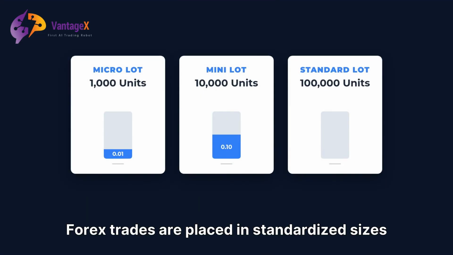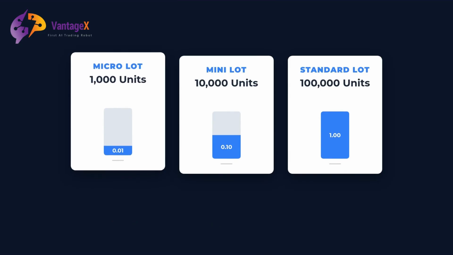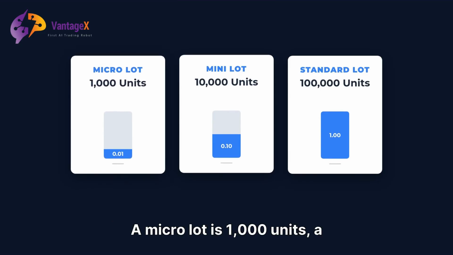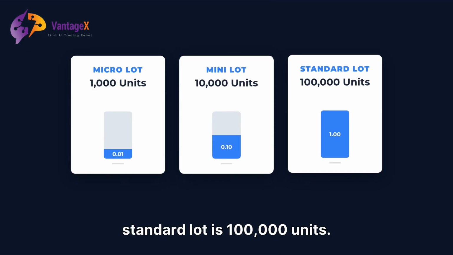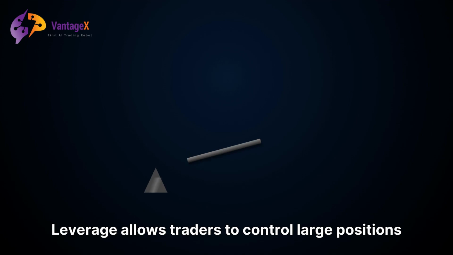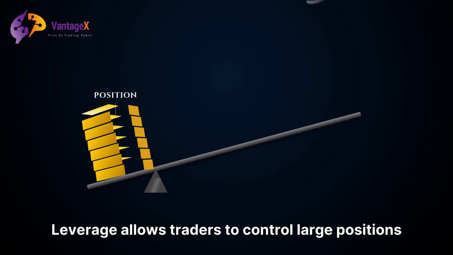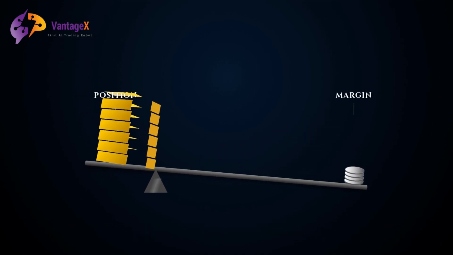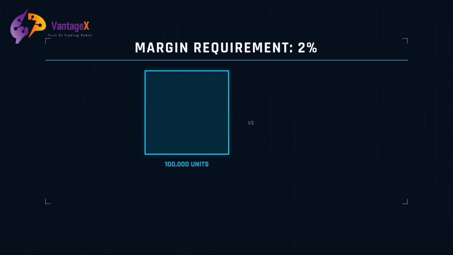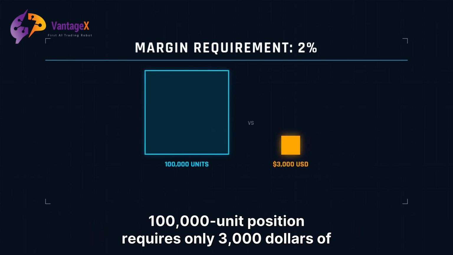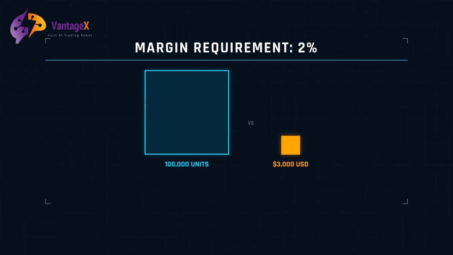Forex trades are placed in standardized sizes called lots. A micro lot is 1,000 units, a mini lot is 10,000 units, and a standard lot is 100,000 units. Leverage allows traders to control large positions with a smaller amount of capital. The capital set aside to open a trade is called margin. With a 2% margin requirement, a 100,000 unit position requires only $3,000 of margin.